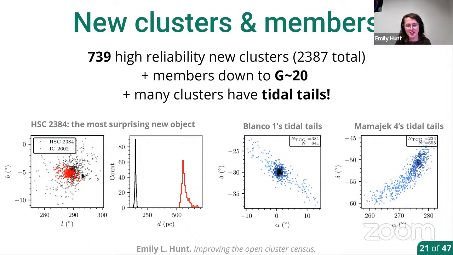But this is kind of an advantage of doing a blind search, because we say, okay, for all of the data, where are all of the clusters? And then we know that they're all kind of separate, distinct objects. And so even within 500 parsecs, we were able to find a pretty big new cluster, which really surprised me.